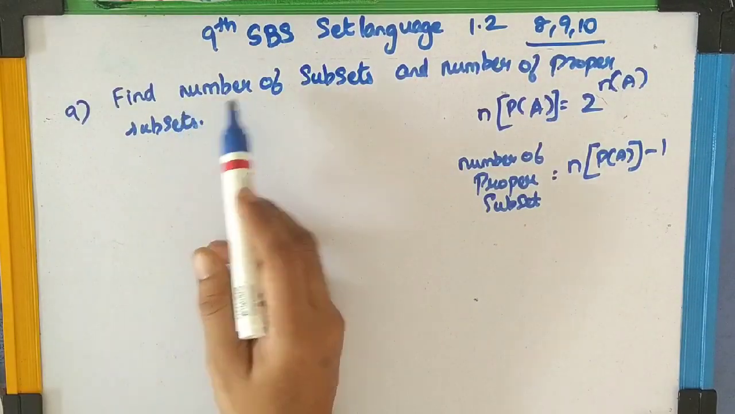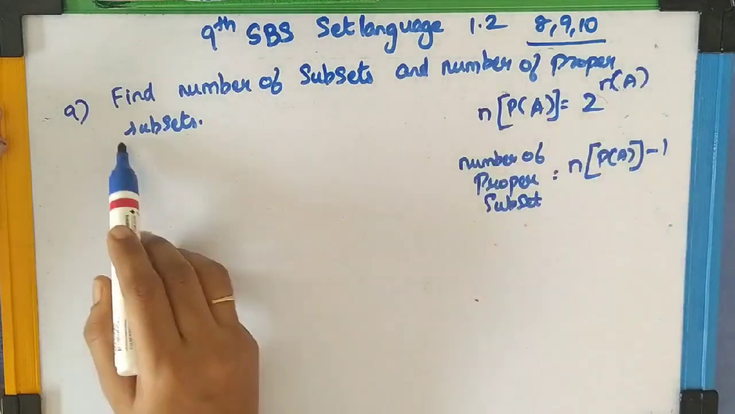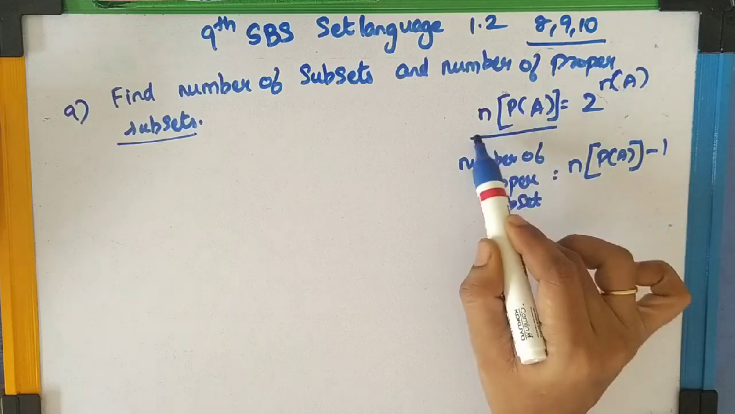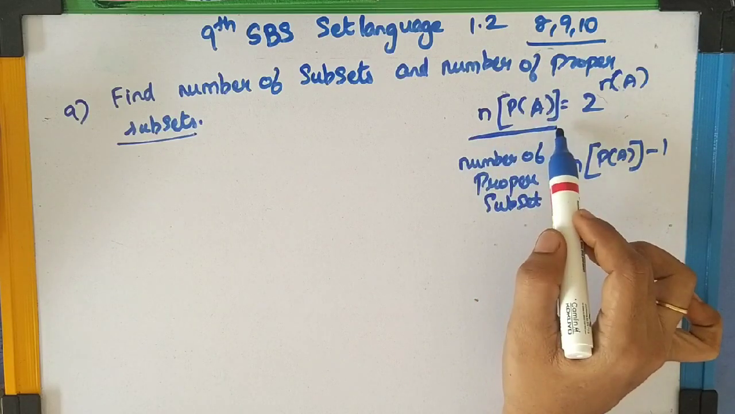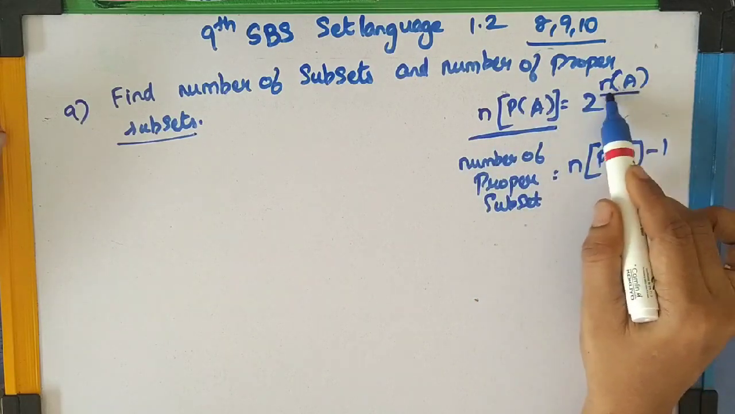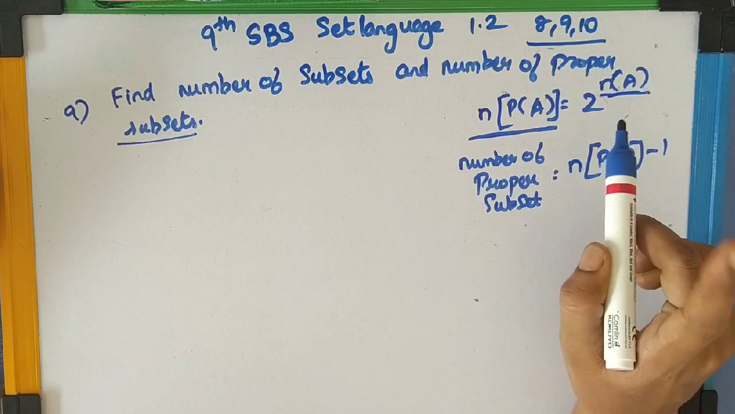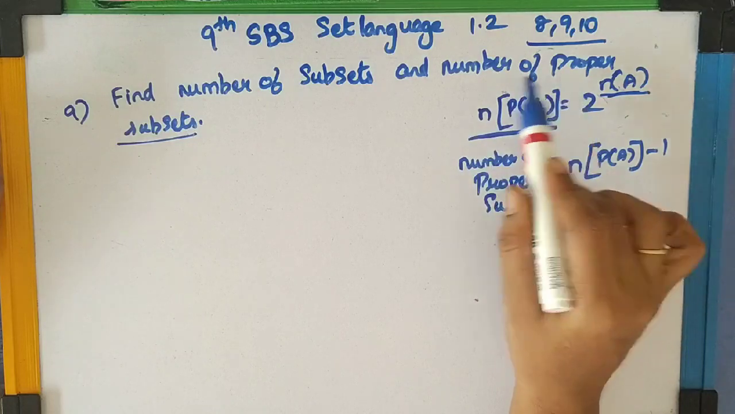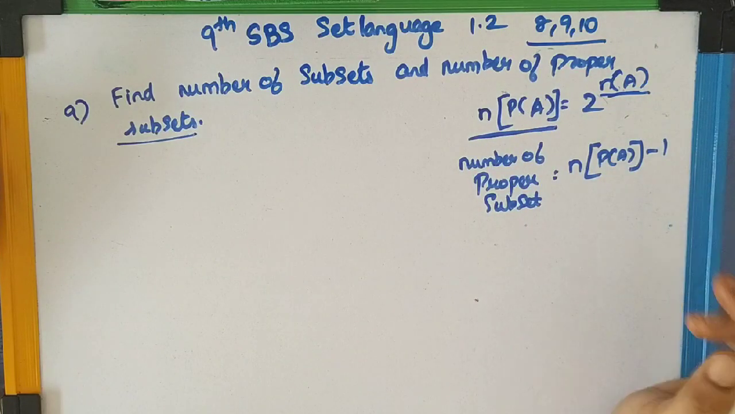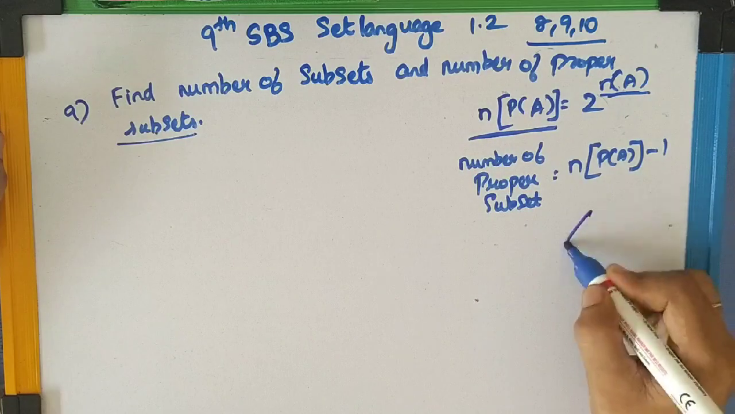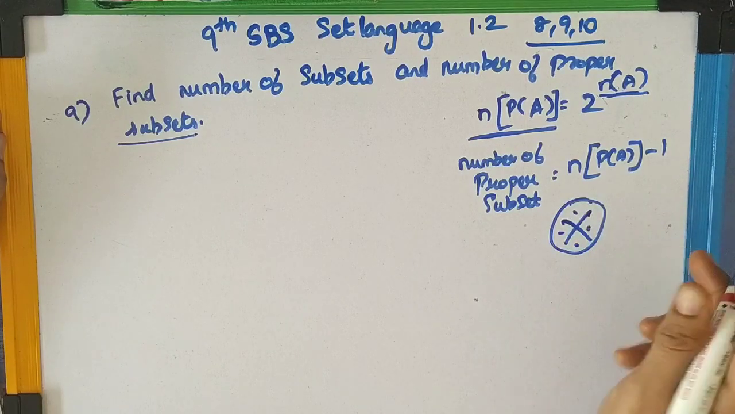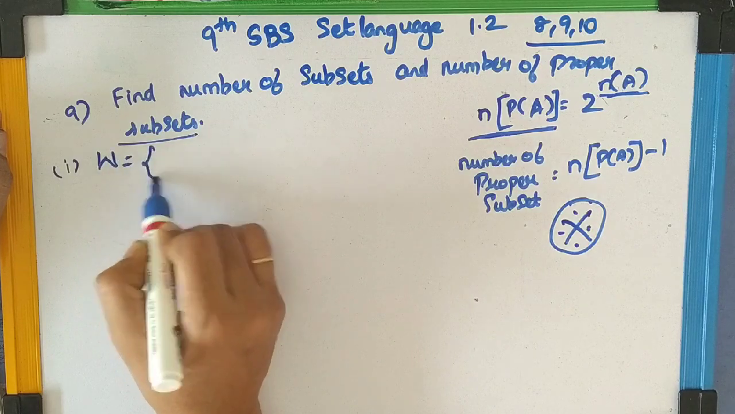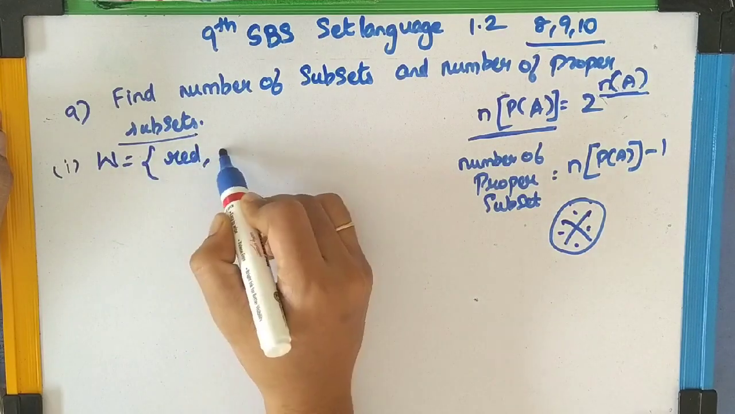Now let's go to the 9th question. We have to find the number of subsets and the number of proper subsets. How can you find the number of subsets? For a set, we know the cardinal number of any set. So 2 power that cardinal number gives the number of subsets. Okay. What is the number of proper subsets? It's nothing but the number of subsets minus 1. So you can use these formulas to find the answers.